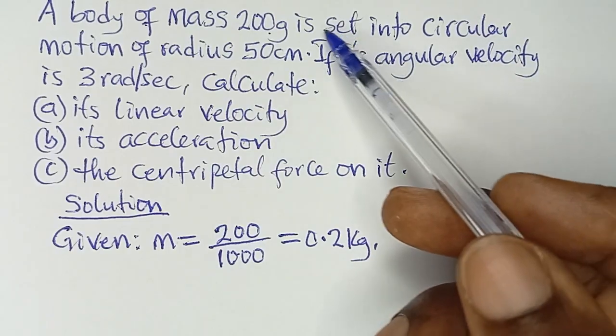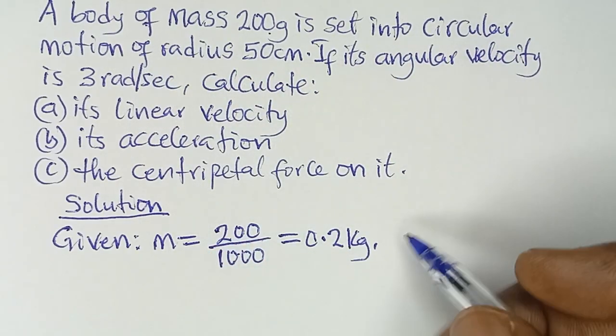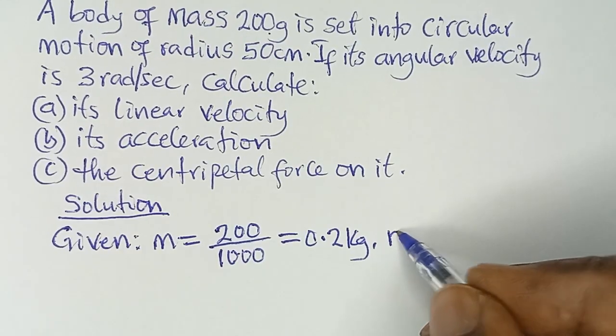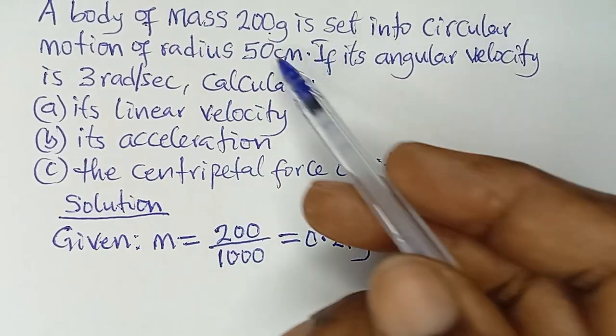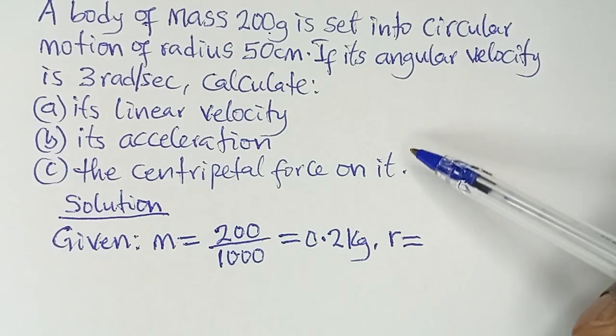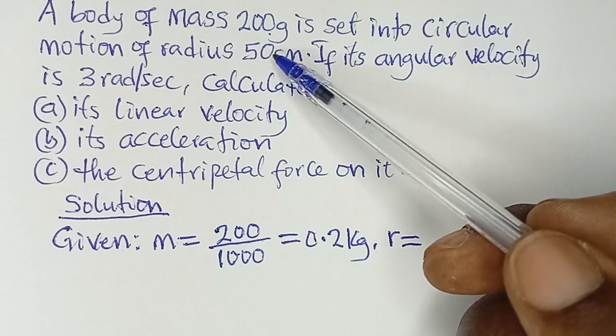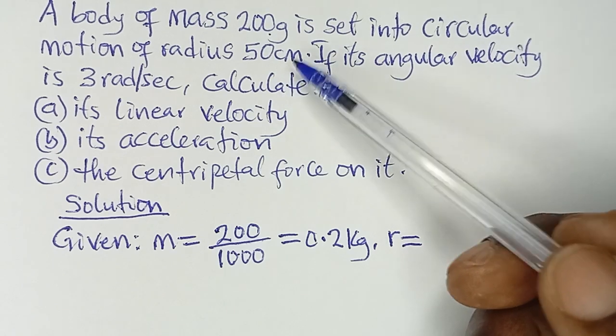Now, what else are we given? If we read on, it's set into circular motion of radius. So we now have the radius from the question. The radius is 50 centimeter. But you also agree with me that in physics, the SI unit of radius or length or distance is not centimeter, but meter.